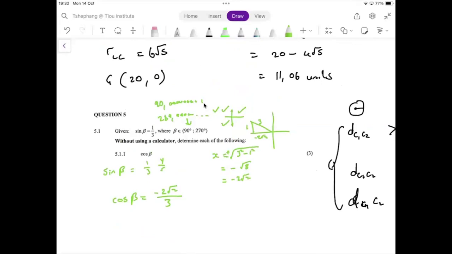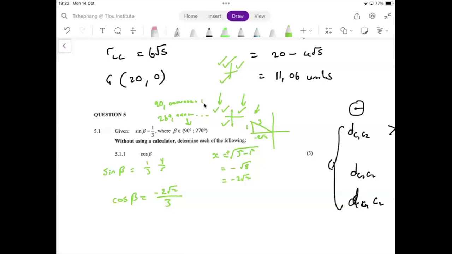So I'll quickly explain it. We said sine of beta is 1 over 3, and we need to look at our CAST diagram. Where is sine positive? It's in the first and it's in the second, right? So I said first, second. Now they said beta is an element between 90 and 270. Which quadrant has 2 ticks? It is the second quadrant.